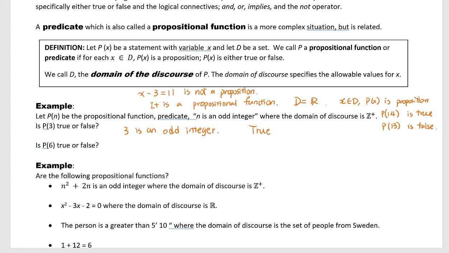And then is P of 6 true or false? So we plug N equals 6 in it. So 6 is an odd integer. Is this true or false? Well, 6 is an even integer, right? So 6 is 2 times 3. It's an even integer, so this is false. So far so good, everybody? Okay, let's continue to look at more examples.